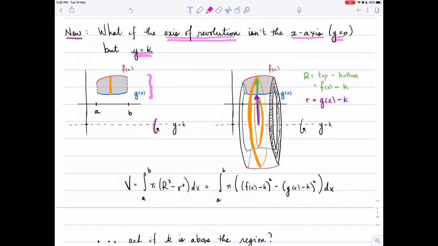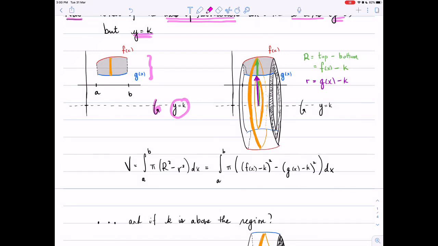We're now going to rotate that region around a general line y equals k and take a look at what happens. So we're still going to get a washer. It's still going to be hollow in the middle, hollow through the center right there. But now the big radius and the small radius are no longer just the function values. If you want the length of this radius, you take its high value minus its low value, or the top minus the bottom.